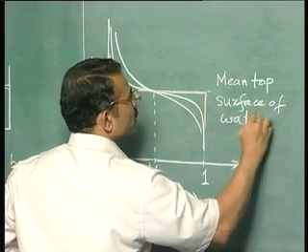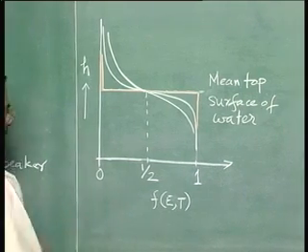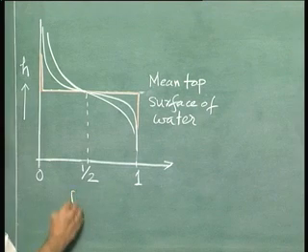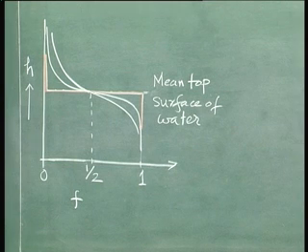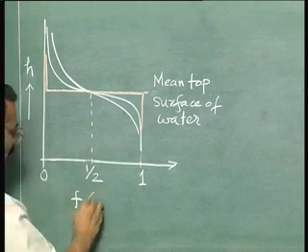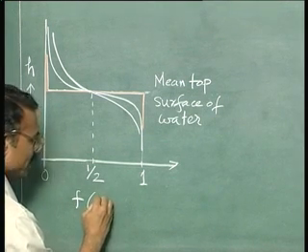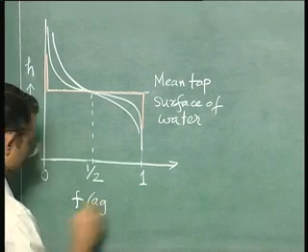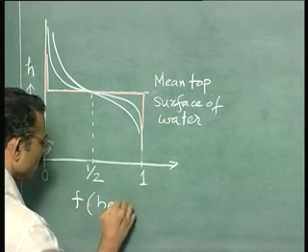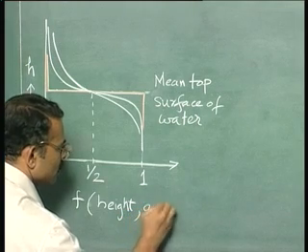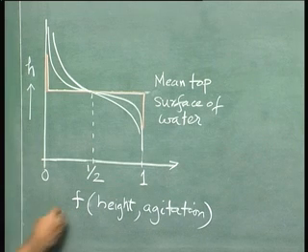Mean top surface of water, this location. And what I am plotting here is the fraction of the beaker volume occupied as a function of height and agitation. So, fraction of the beaker volume that is occupied as a function of agitation, let us say height first, because there was E first, so E is analogous to height. So, F stands for fraction of beaker volume occupied.